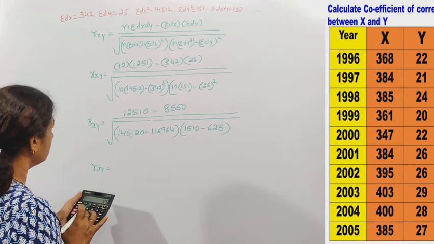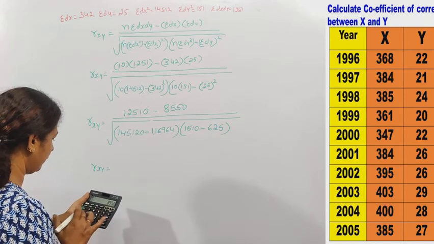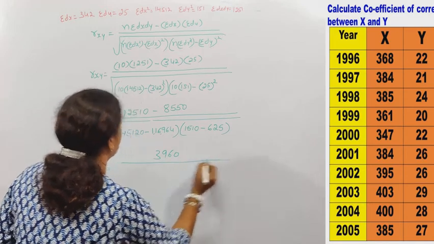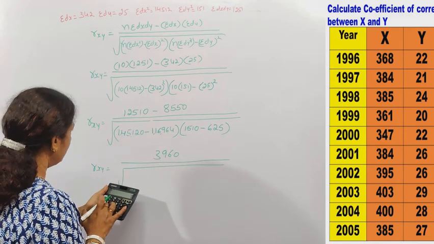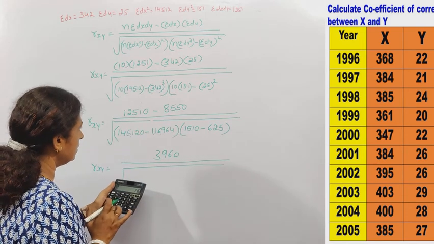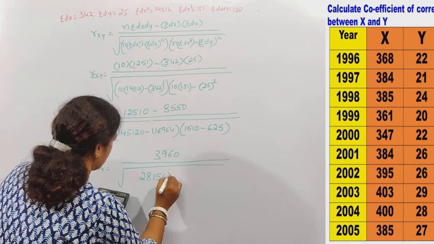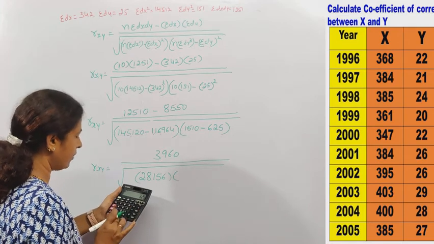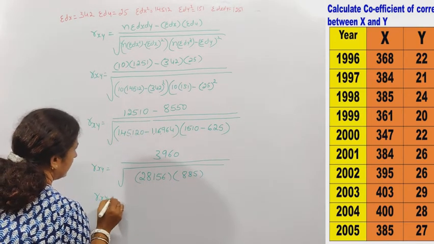Okay, next Rxy is equal to 12,510 minus 8,550, which is equal to 3,960, divided by, again, root of 145,120 minus 116,964, which is equal to 28,156, into 1,510 minus 625, which is equal to 885.